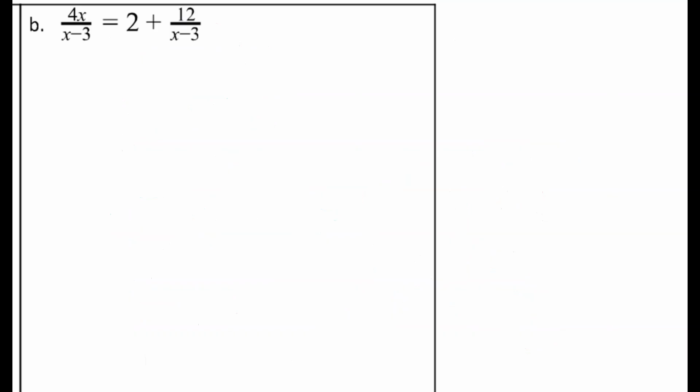B gives us another rational equation, only this time it looks like my least common denominator between everything is probably going to be an x minus 3. So if I just take this 2 and multiply by x minus 3 over x minus 3, I'm going to distribute the 2 into the x and the minus 3.